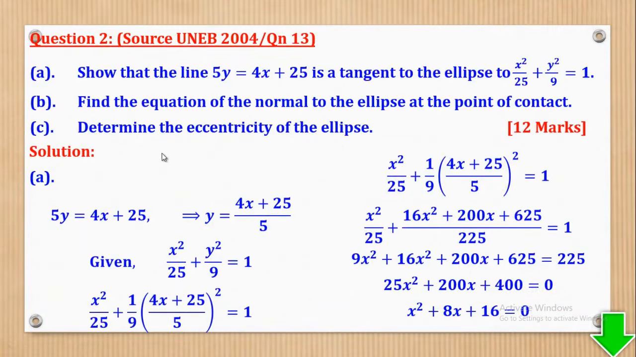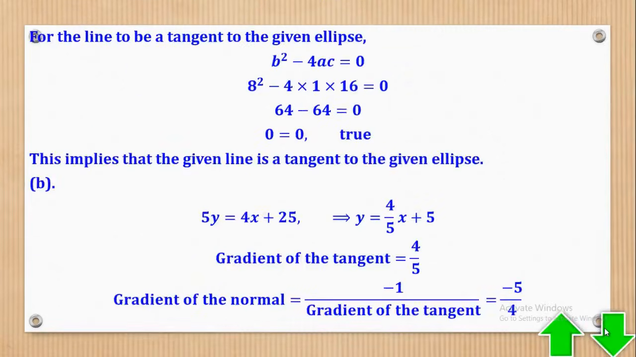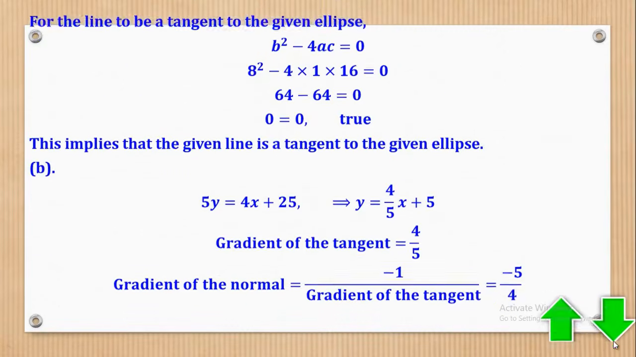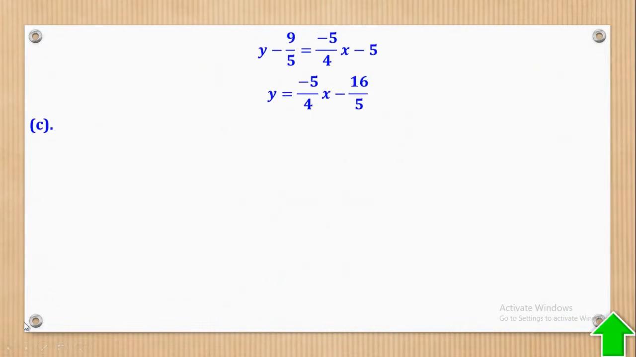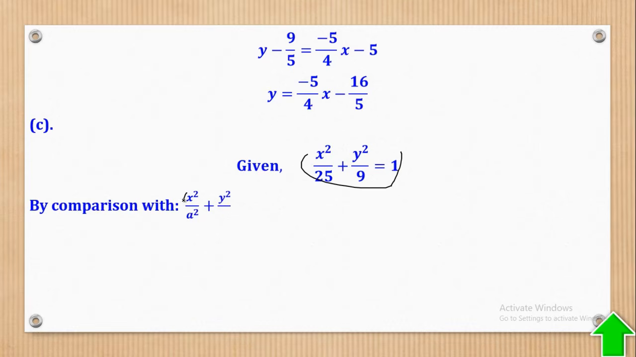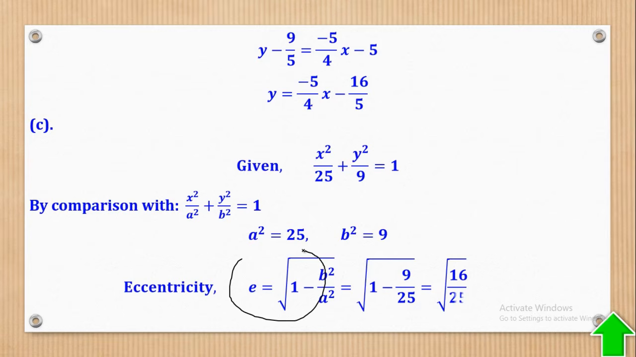Part C says determine the eccentricity of the ellipse. So from this equation, if I compare with the general equation of the ellipse, I'll realize that b squared is this and a squared is that. Sorry, a squared is that and b squared is that. Therefore, the eccentricity is given by this formula. I think you remember it, so substitute for b squared and a squared to come up with this. And that's what they wanted.